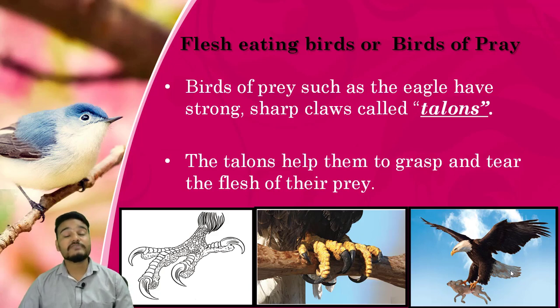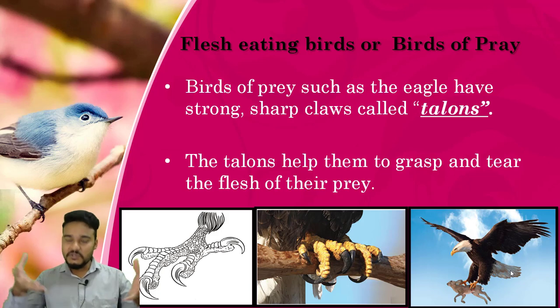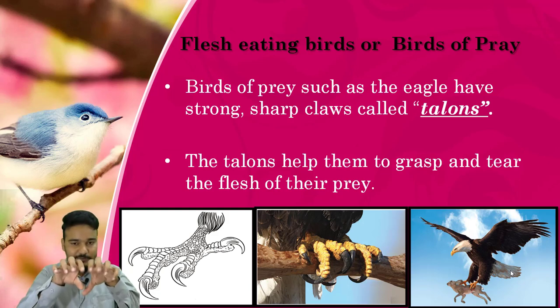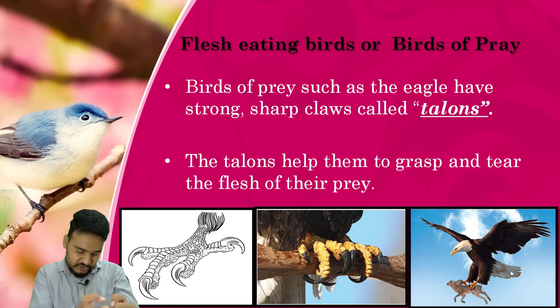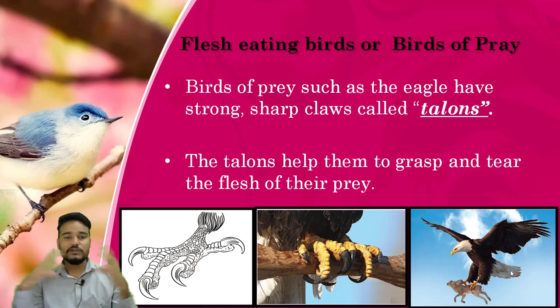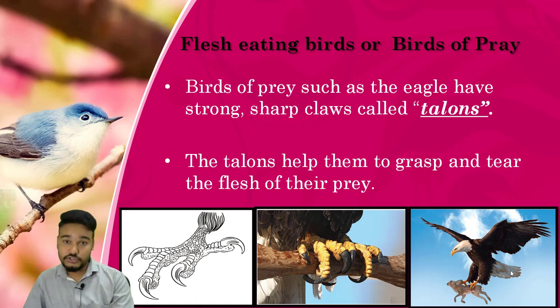What are those called? Talons. And using those talons, you can see one eagle has captured one small baby deer. It also helps them to hold or grasp the branches where they sit, or to tear the flesh of the body of their prey. Prey means their hunt. So this is about flesh eating birds, also known as birds of prey. Their claws are long, strong and sharp, called talons. Understood?